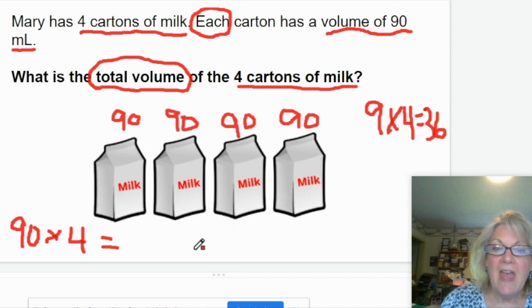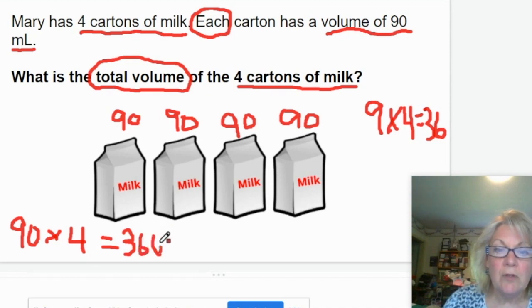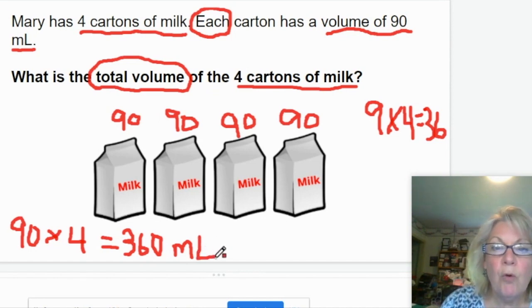Okay, and then we're just going to add the 0 one. So we're going to put that as 360 because 4 times 0 is 0. And then we're going to remember to add our measurement. So 4 cartons of milk is 360 milliliters.